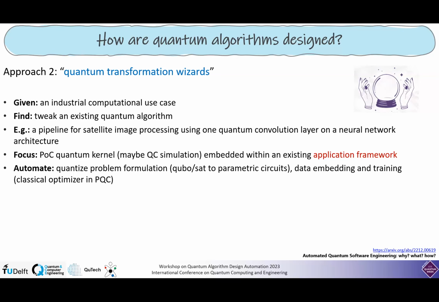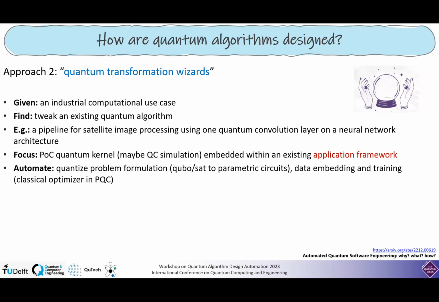Another example would be like you have this satellite image processing pipeline on a convolutional neural network, to take one single layer, quantize it. The focus again is on making a small part of a big chain, the quantum kernel, and already fit into an existing application framework. So you have some view of how the future would look like when quantum computers are at scale. What can we automate over here?